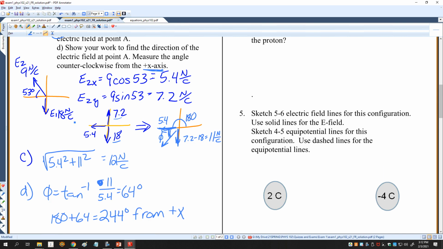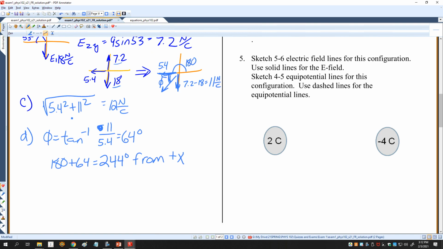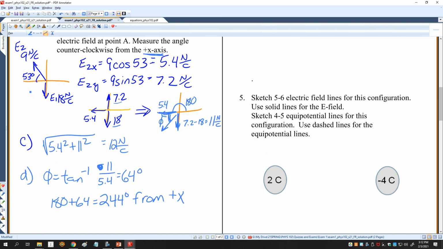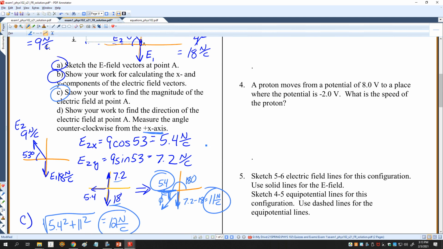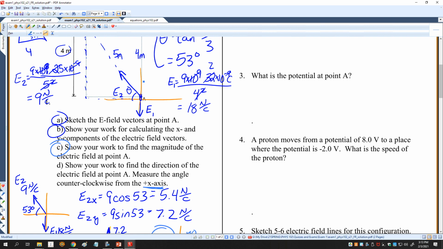Look, it'll be very helpful to you if you draw these pictures along the way. It helps me to grade just to see that you know what you're doing, but it'll also help you to track along what you're doing. So just to recap, these are the answers. 5.4 and 11 are the x and y components of the resultant vector. That's for B. And then A was just sketching the vectors and showing the angle for those vectors.